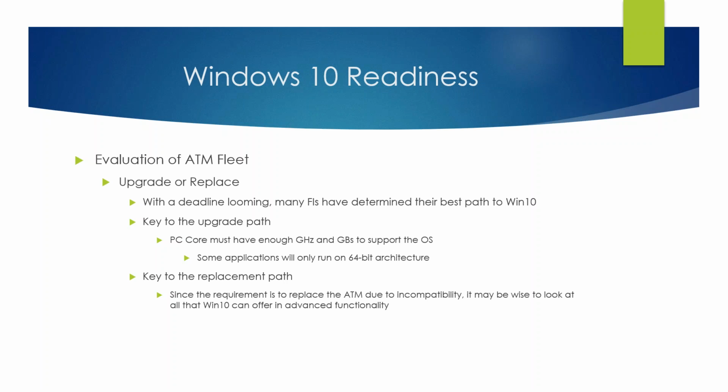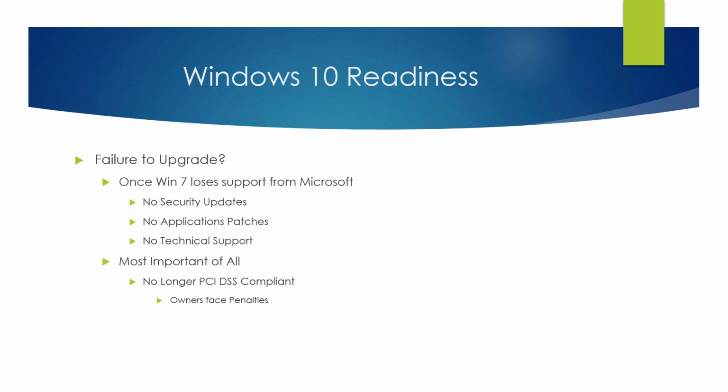The key to the replacement path is, since the requirement is to replace the ATM due to incompatibility, it may be wise to look at all the other things that Windows 10 can do in advanced functionality. They're going to have to migrate. What is that going to benefit them?